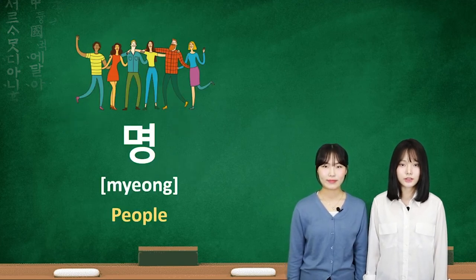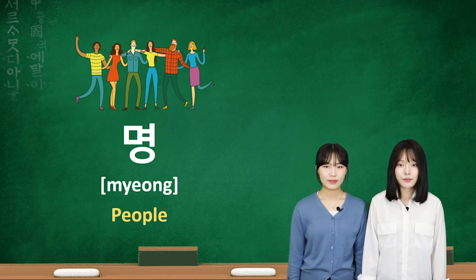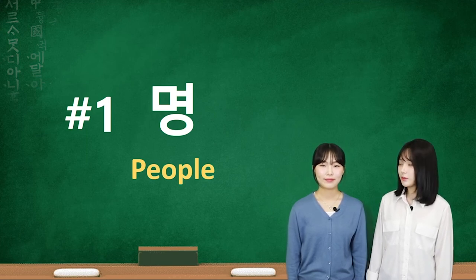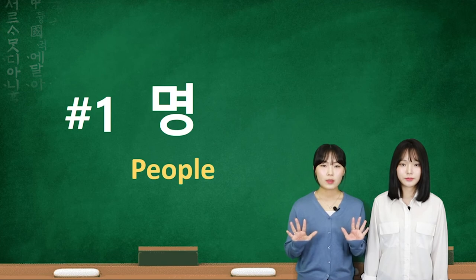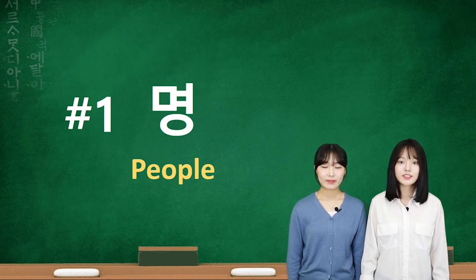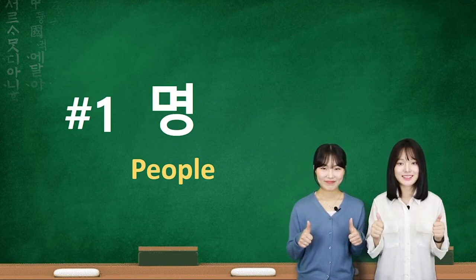The second is used to count the number of people. When using it, you only need to add 명 after the number. 명 means people. How to use it, for example? How many people participated in the last swimming class? 열 명. This is how this word is used. Do you understand now? Yes. Very good.